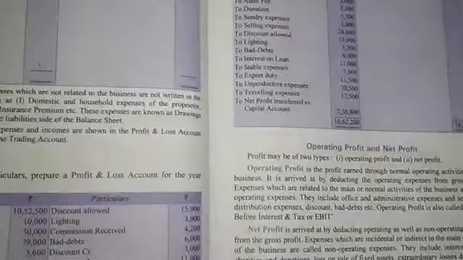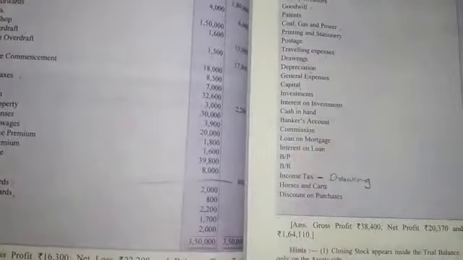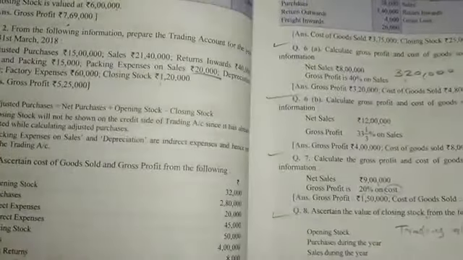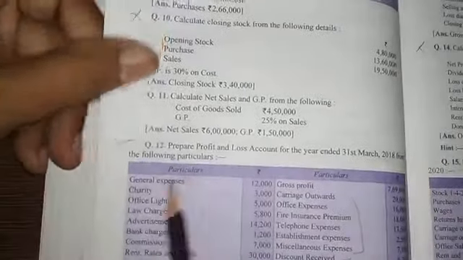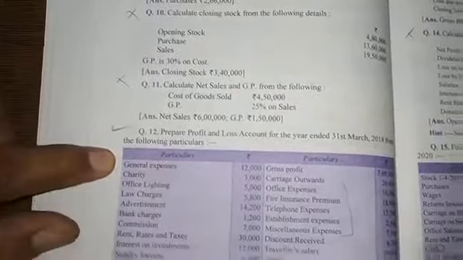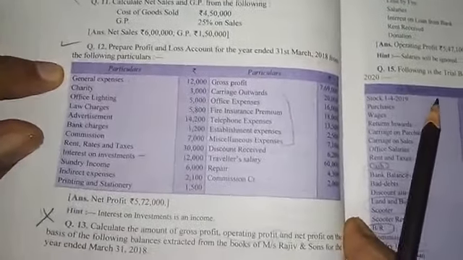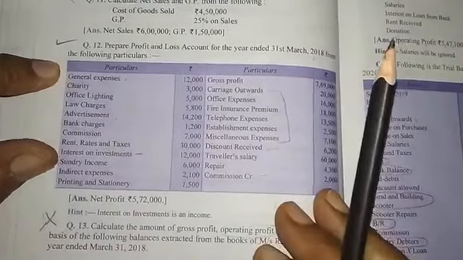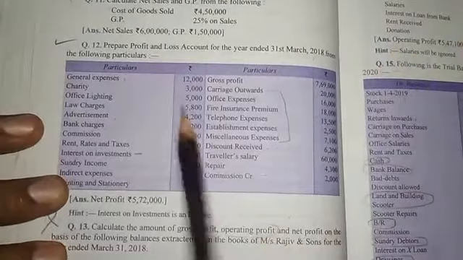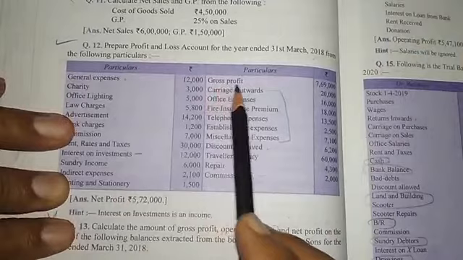Then there is one homework. I will explain one question, and for that question you can prepare profit and loss accounts. So we have done question number 1, and our next question is question 12. I will explain question 12, and you can make the profit and loss account. The first item given there is gross profit.